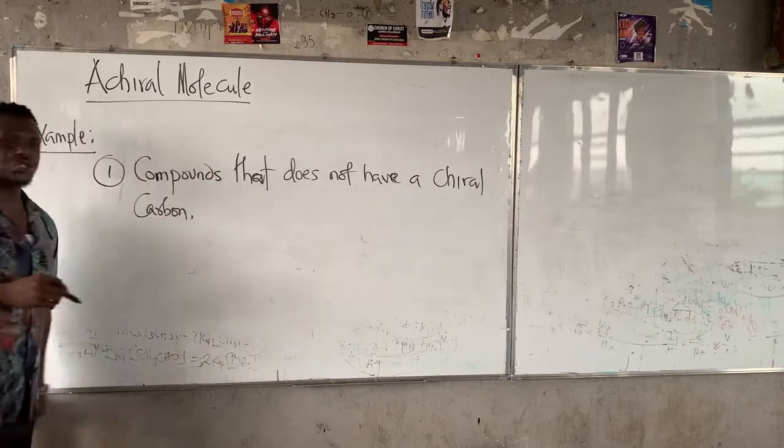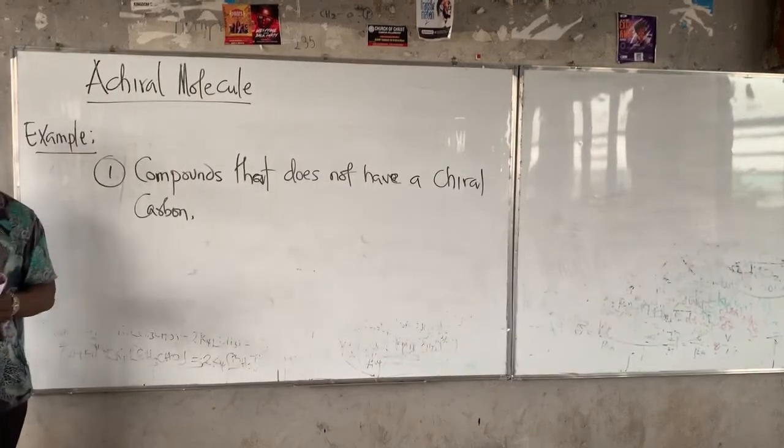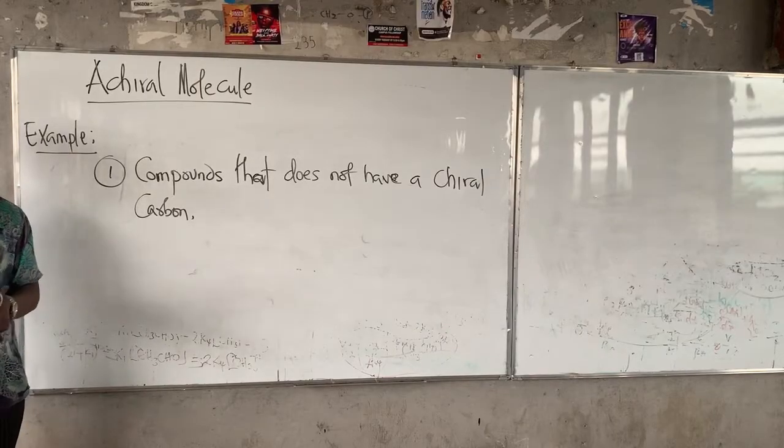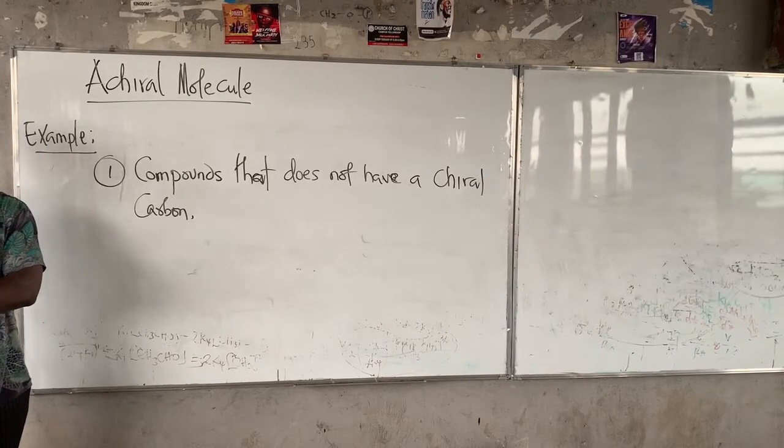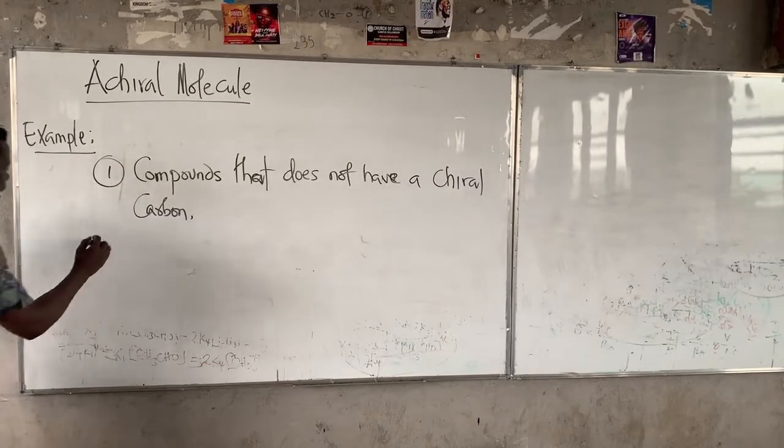Any compound that does not have a chiral carbon is considered achiral. So you can draw any compound at all, as long as it does not have a chiral carbon, it is considered achiral. Now, what is the second example of an achiral molecule?